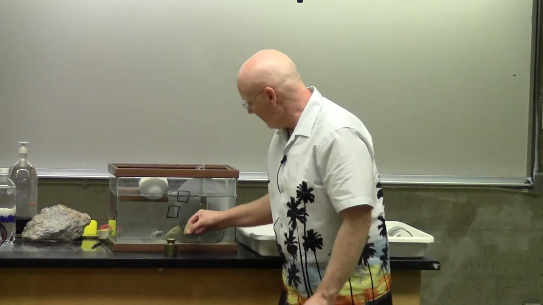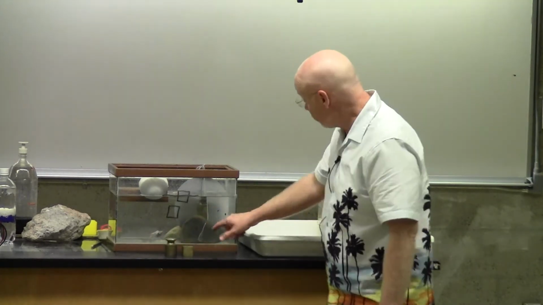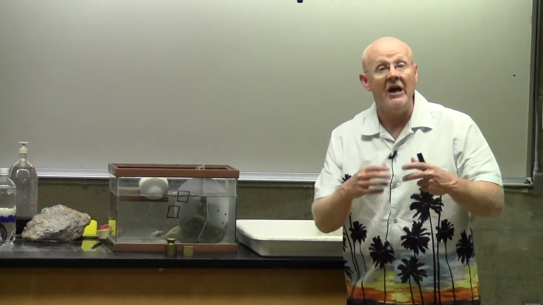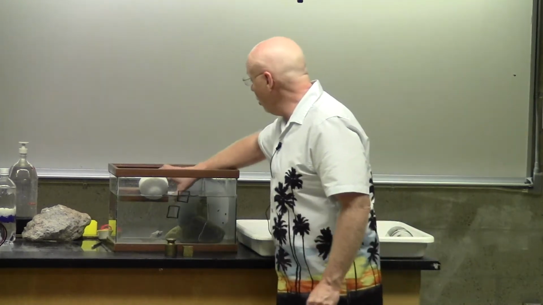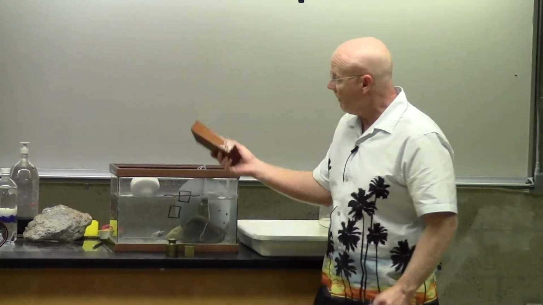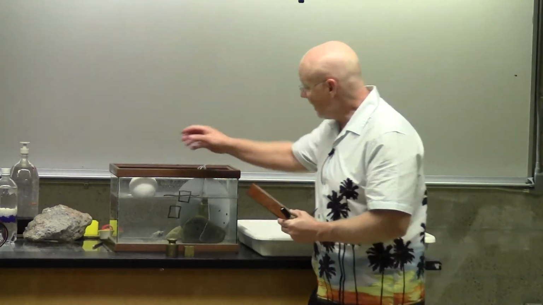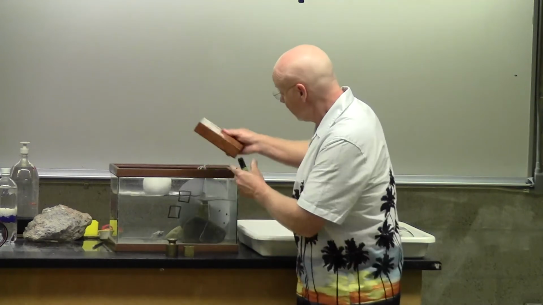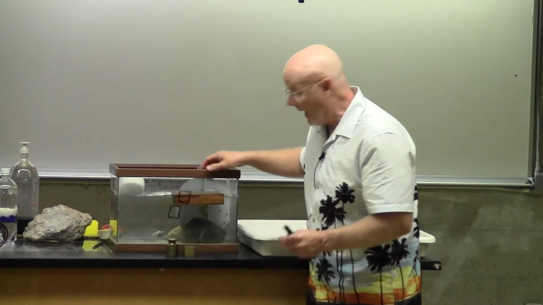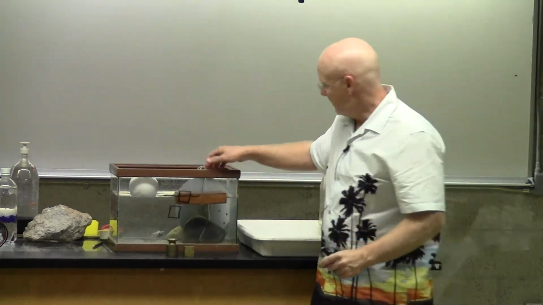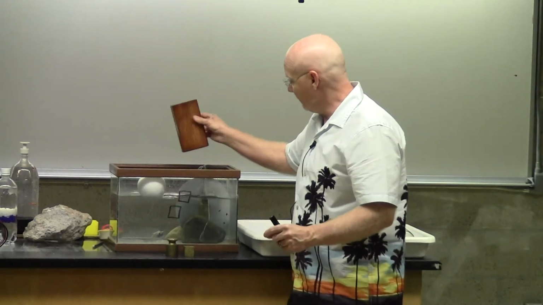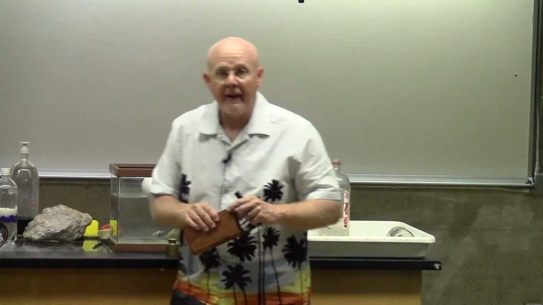So brass definitely sinks. Like I said, it has a density of about 8. This rock, which has a density of about 5, sinks. The wood, which has a density of about 0.6, floats. The styrofoam floats. At least in water. Because let's take this piece of wood and put it in something of a different density.